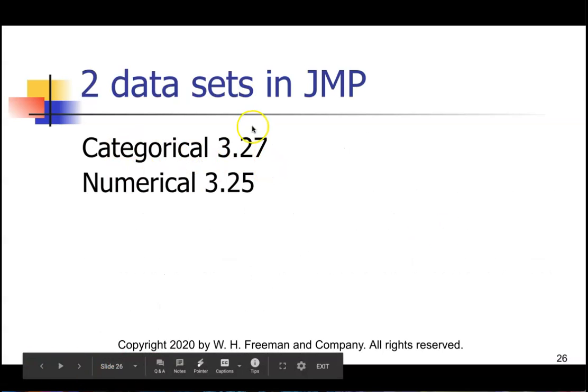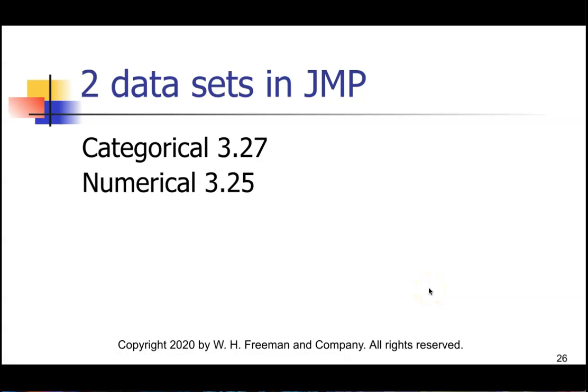And so there are 2 data sets in Canvas that I put here: categorical data for 3.27 and numerical data for 3.25. If you wanted to go into JMP before you did your homework and just practice getting proportions, practice getting those summary statistics, these would be 2 data sets that could be good for some practice.